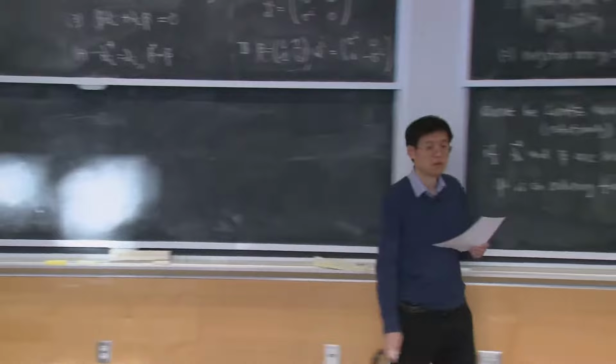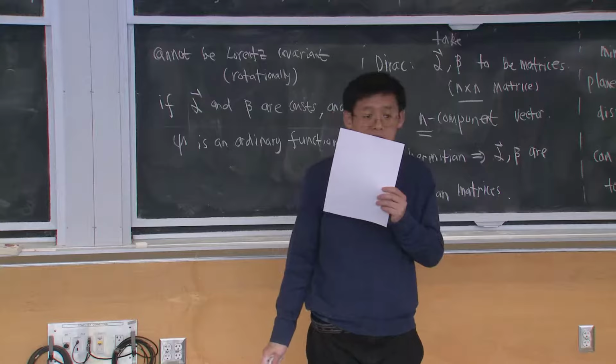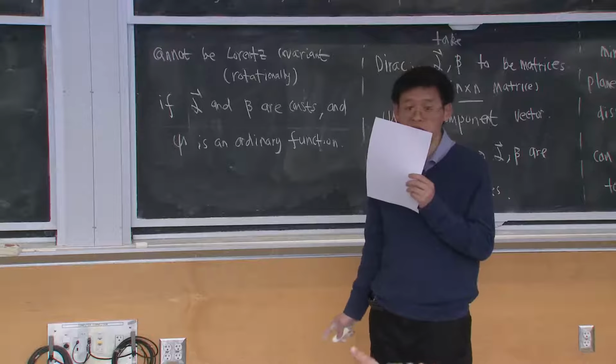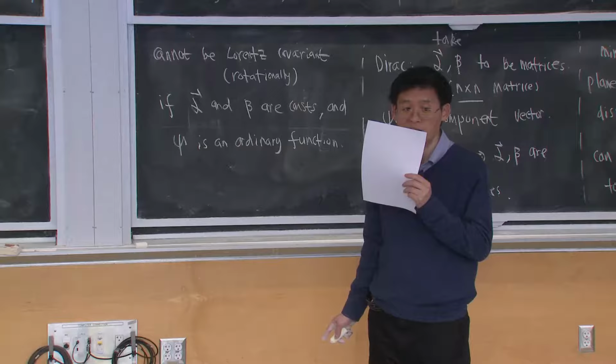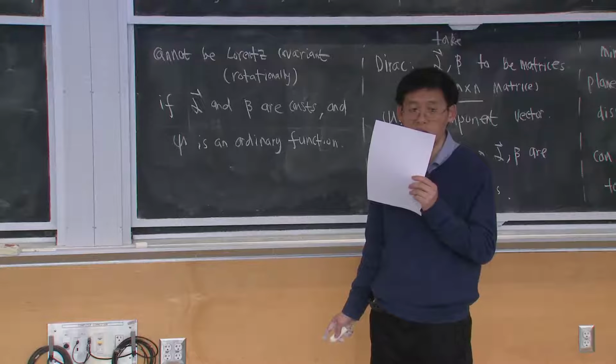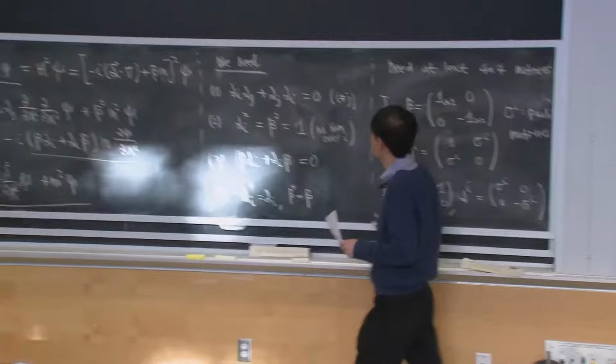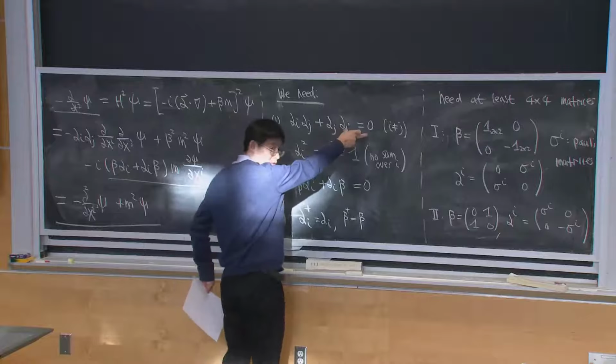Yes. Question. Is alpha like a vector of matrices? Yeah. Each element of alpha is a matrix. What do you mean? Like alpha_i. Yeah, alpha_1, alpha_2, alpha_3, they are three matrices. No, we don't know the form of the alpha, right? Alpha are just matrices. So this means alpha_1 alpha_2 plus alpha_2 alpha_1 as a matrix product should give you 0. Yeah, alpha itself is a matrix.